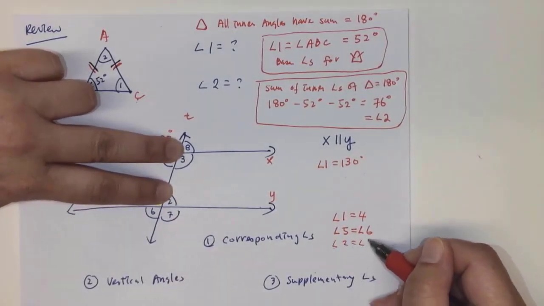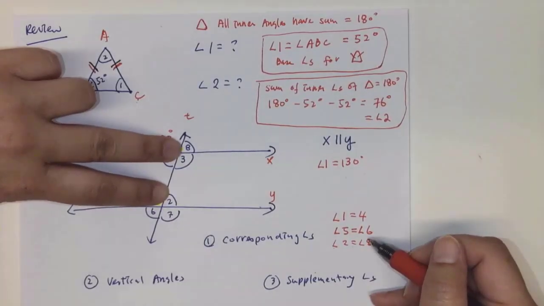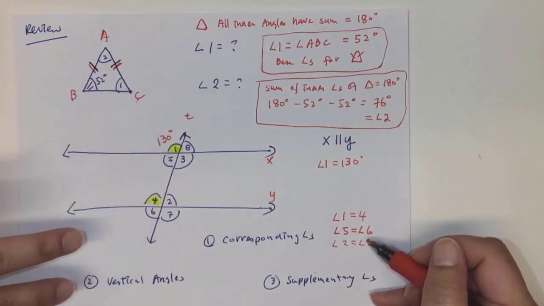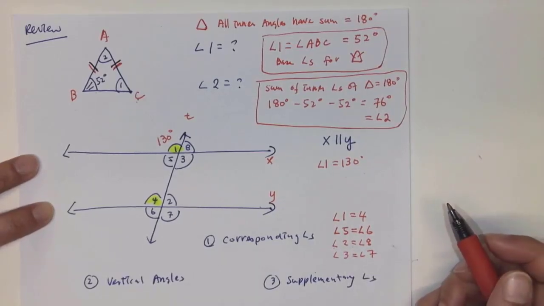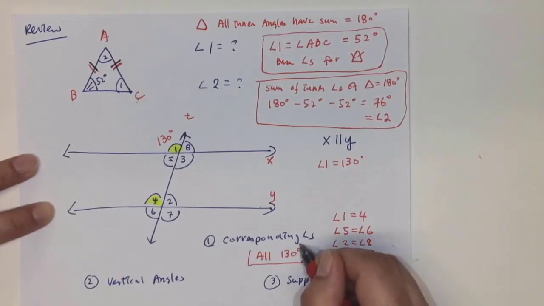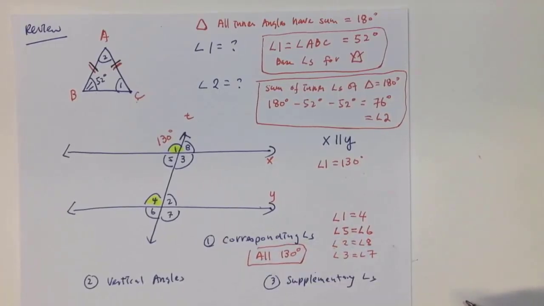8 and 2 are on the same side on top of the parallel line. And then we also have 3 and 7. All of them should equal what? 130 degrees, because they equal each other, right? Are we okay? Finding corresponding angles.